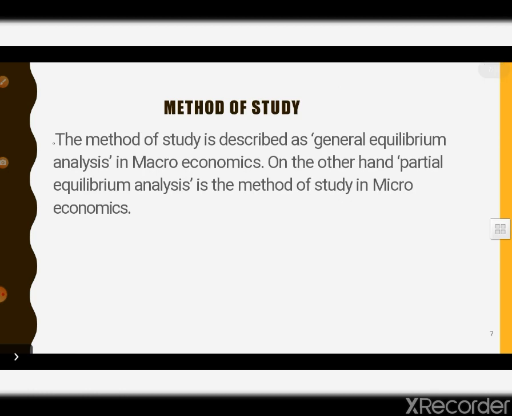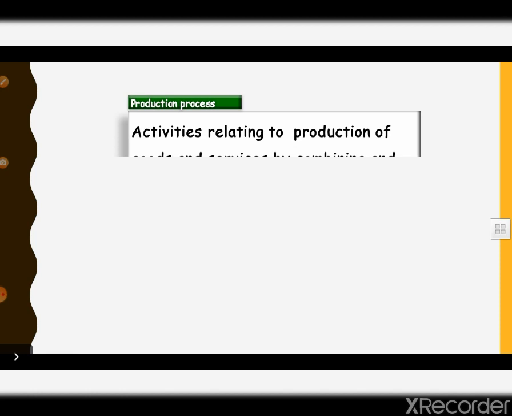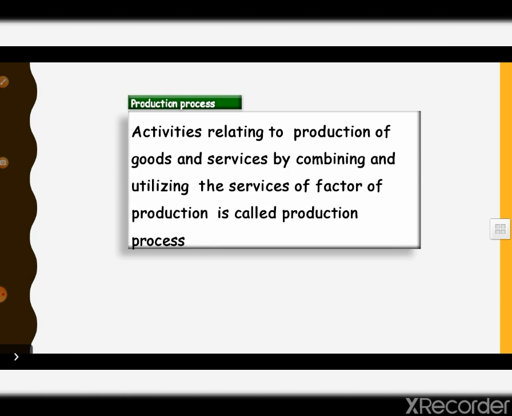Now, what is the method of study? This we will learn later in further classes. But in macroeconomics, it is general equilibrium analysis. But with micro, it is partial equilibrium analysis. Now, production process. This we will learn later when we study the circular flow of income.